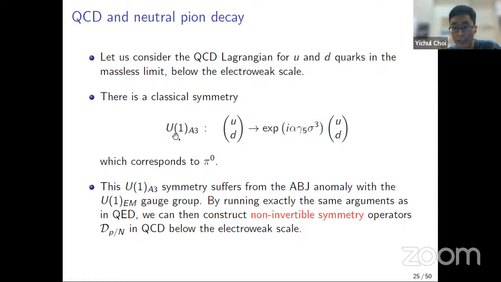In the QCD Lagrangian, there is a classical symmetry, which I denote as U(1)_A^3. And this U(1)_A^3 rotates the up and down quarks in this manner. Note that there is this sigma 3, and upon chiral symmetry breaking, this direction corresponds to the neutral pion. This U(1)_A^3 symmetry is a classical symmetry of the Lagrangian, but it suffers from the ABJ anomaly with the U(1) electromagnetic gauge group. So the situation is exactly the same as in the previous massless QED example, and we can run the same arguments in this QCD case to construct the non-invertible symmetry operators D_{p/N} below the electroweak scale.